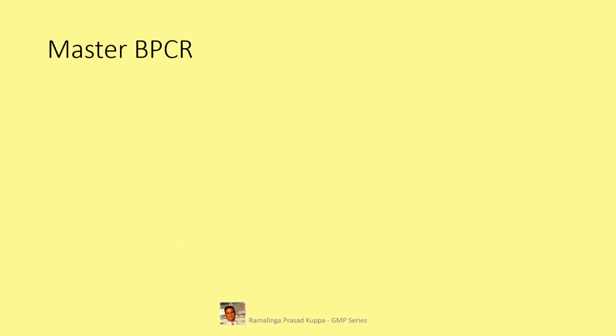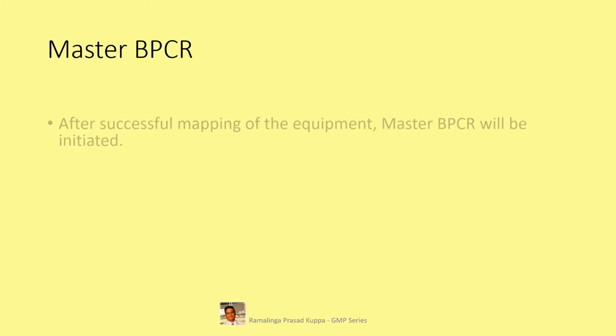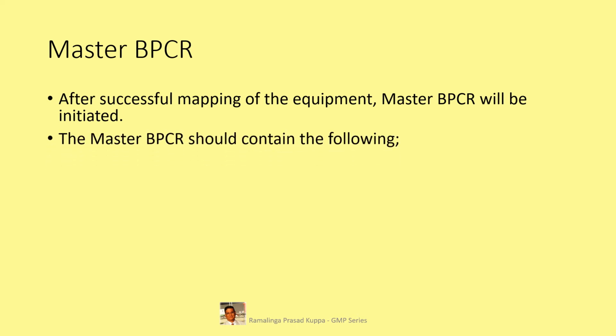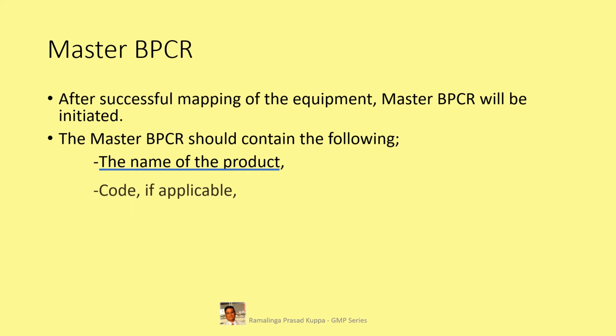Let us see how the Master BPCR is drafted. After successful mapping of the equipment, the Master BPCR will be initiated. The Master BPCR should contain the following: the name of the product. So the name of the product is written here. Code, if applicable. Some products will have a code also.